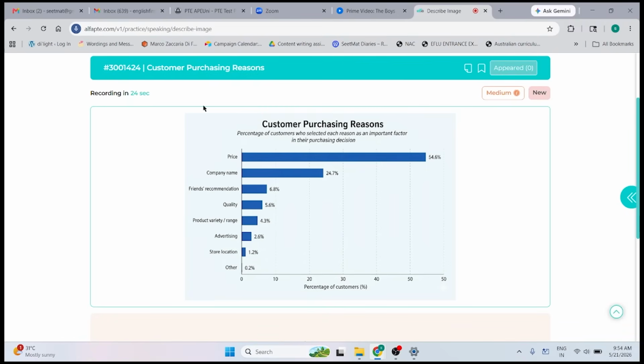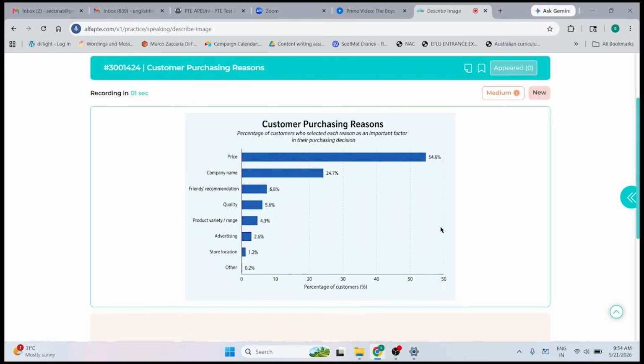You have 25 seconds to take a look at this picture. So this is a bar graph. So the bar graph gives information about customer purchasing reasons, and the y-axis represents the percentage of customers. The x-axis represents the various categories, and price seems to be the highest reason, and other seems to be the least reason.